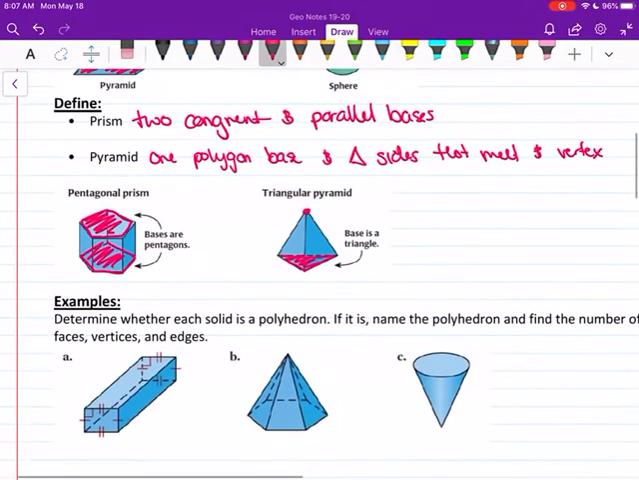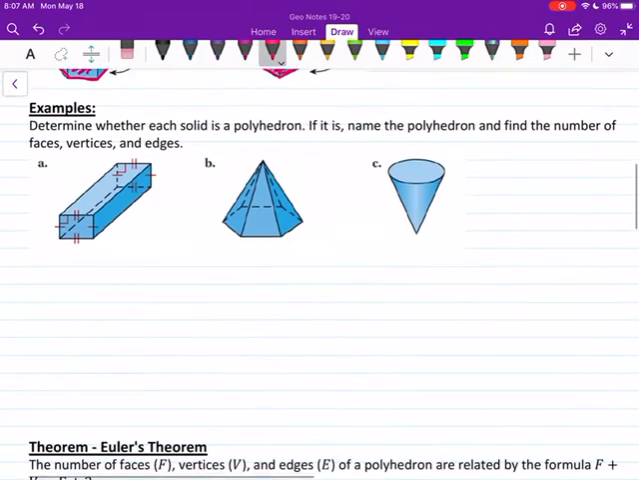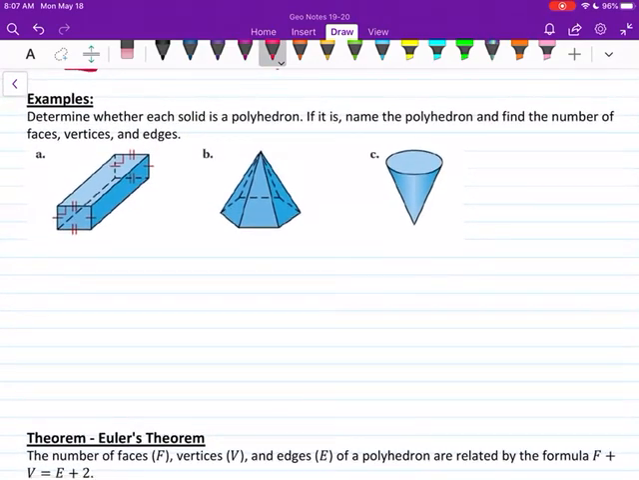All right, examples. So for these 3, determine whether each solid is a polyhedron. If it is, name the polyhedron and find the number of faces, vertices, and edges. So go ahead and pause the video right now, try these 3 on your own, and then come back and check. Okay, so the first one, we have a basic block almost.